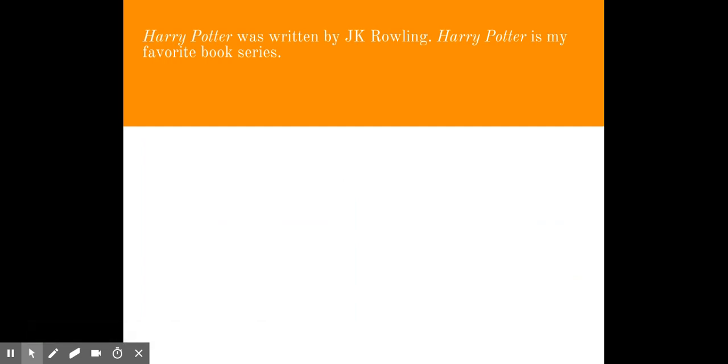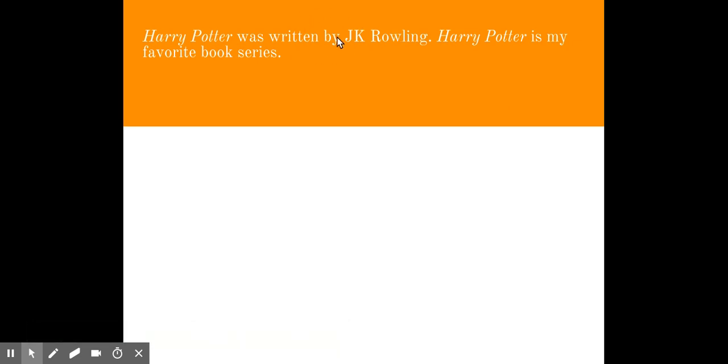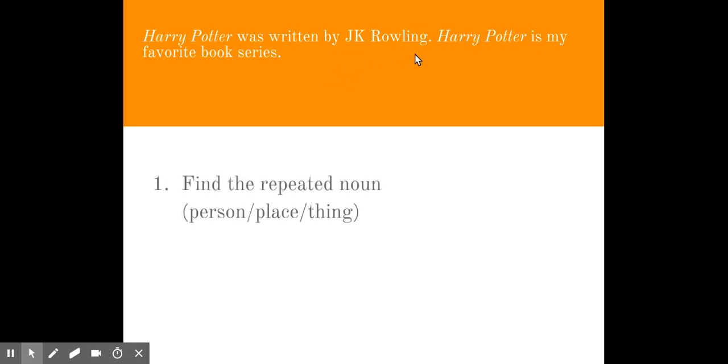So let's give it a try. Harry Potter was written by J.K. Rowling. Harry Potter is my favorite book series, right? So first I need to decide which of these sentences I think is most important. Harry Potter was written by J.K. Rowling, or Harry Potter is my favorite book series. Okay. I've decided that this one is going to be the most important. This is going to be my main clause and this my relative clause.